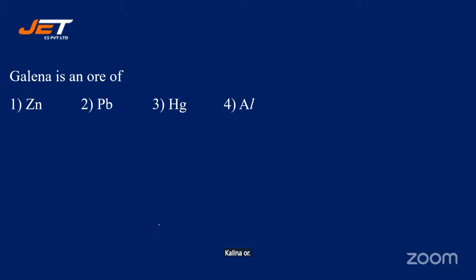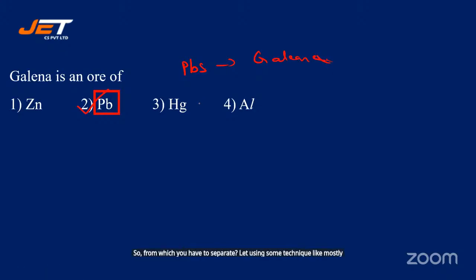Ashwita has mentioned it as lead. Navtej has mentioned option 1. Divyanshi, lead. Dastagir, lead. Okay, majority are going with lead. It's the right answer. Lead sulfide, PbS, is galena. So from it you have to separate lead using some technique, mostly the froth flotation technique.